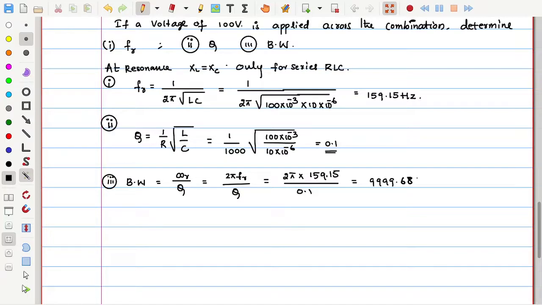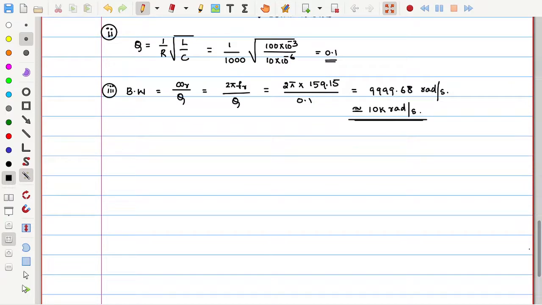So 49.68, units are radians per second. Approximately it can be written as 9.999 kilo radians per second, which is approximately 10 kilo radians per second. Okay, so this is the generalized concept of resonance, which are basically simple formulations.